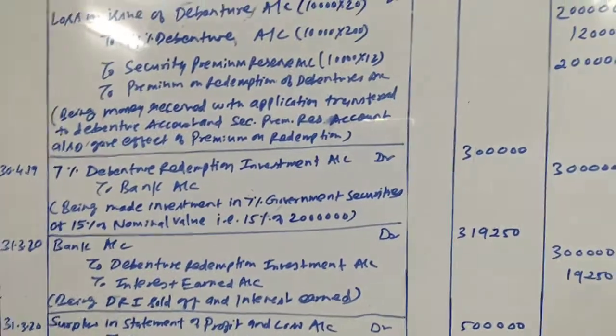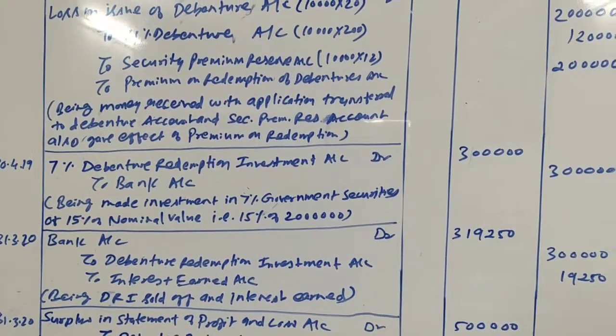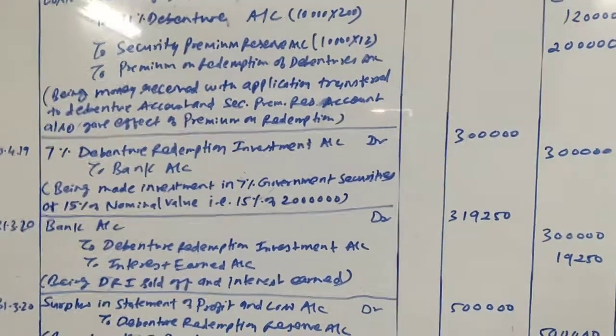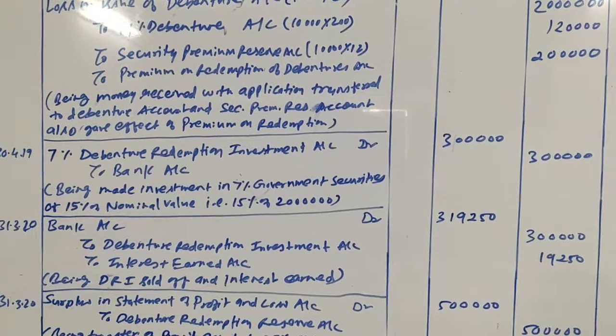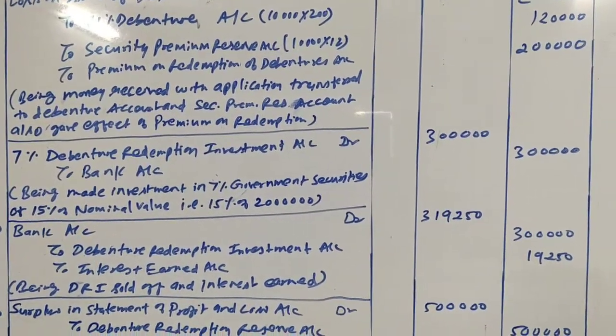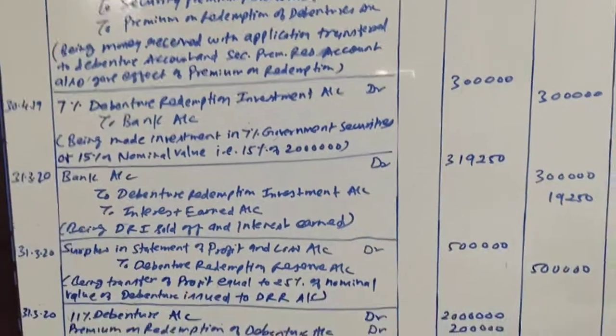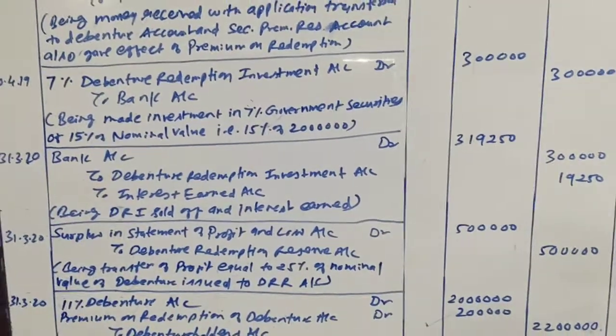19,250. So friends, these debenture redemption investments will be sold off and the amount will be realized along with interest of 11 months, which comes to 19,250, and the total amount will be 3,19,250. So this is the entry for that.